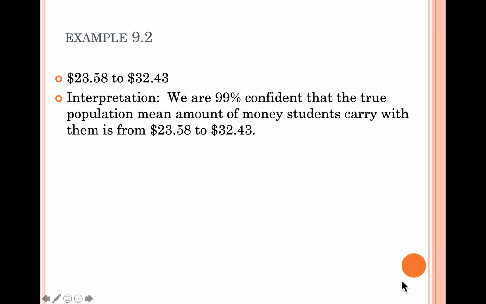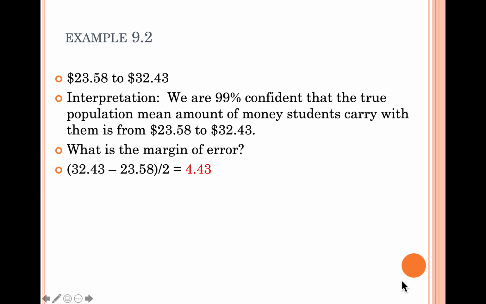So to interpret that, now we are 99% confident that the true population mean amount of money students carry with them is from $23.58 to $32.43. So the confidence interval widened when the confidence level increased. The margin of error is also going to increase with this increased confidence level. We take 32.43 minus 23.58 and divide it by 2, and the answer is $4.43. Make sure you have your parentheses around the numerator there.